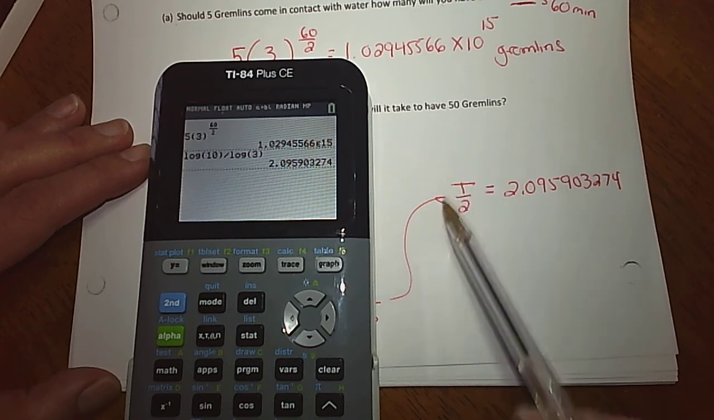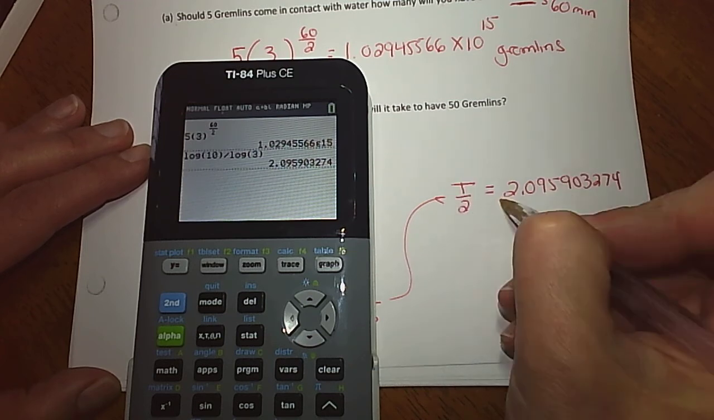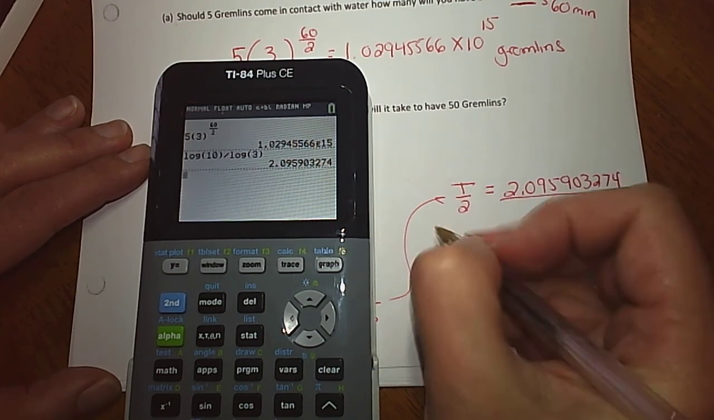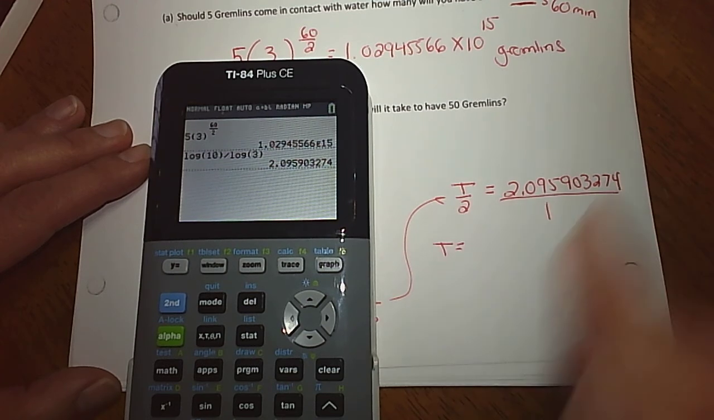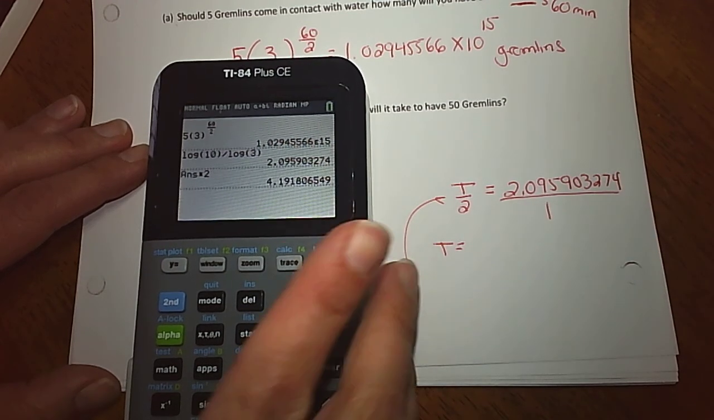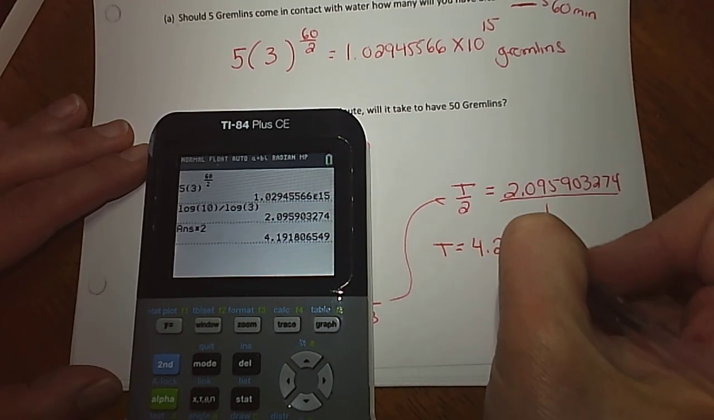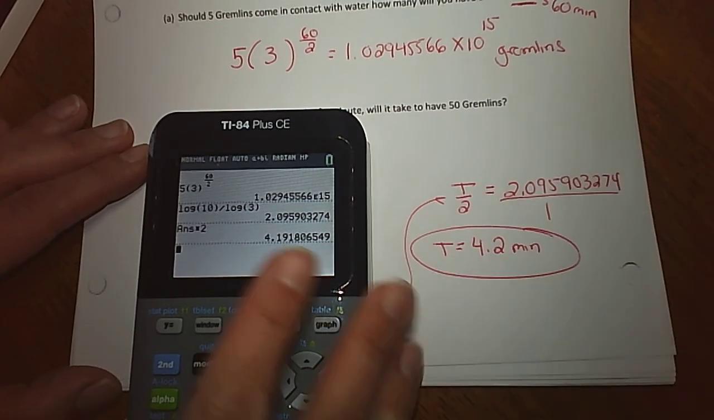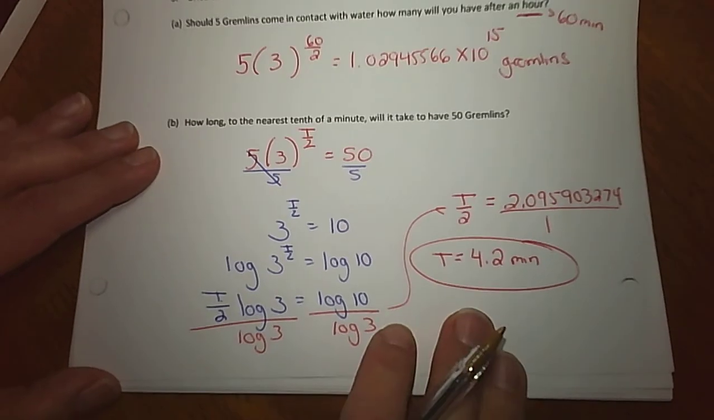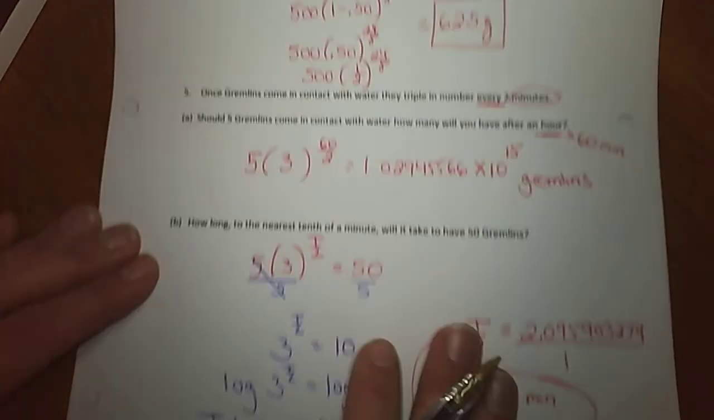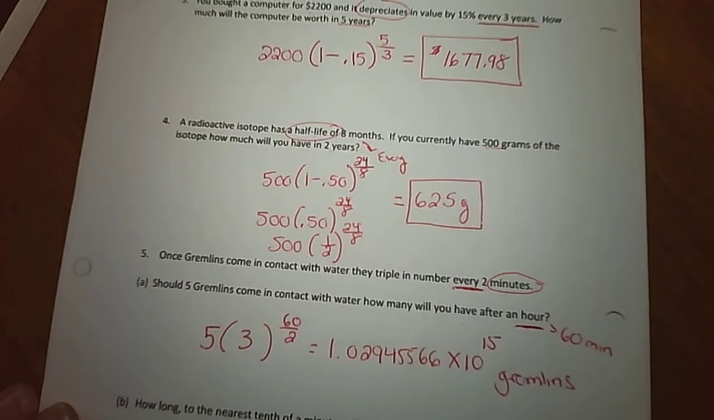Now I have this fraction equal to this, so I'm going to put this over 1 and cross multiply. T equals, so I'm going to times that by 2. And I want it to the nearest tenth of a minute. This would be 4.2 minutes.